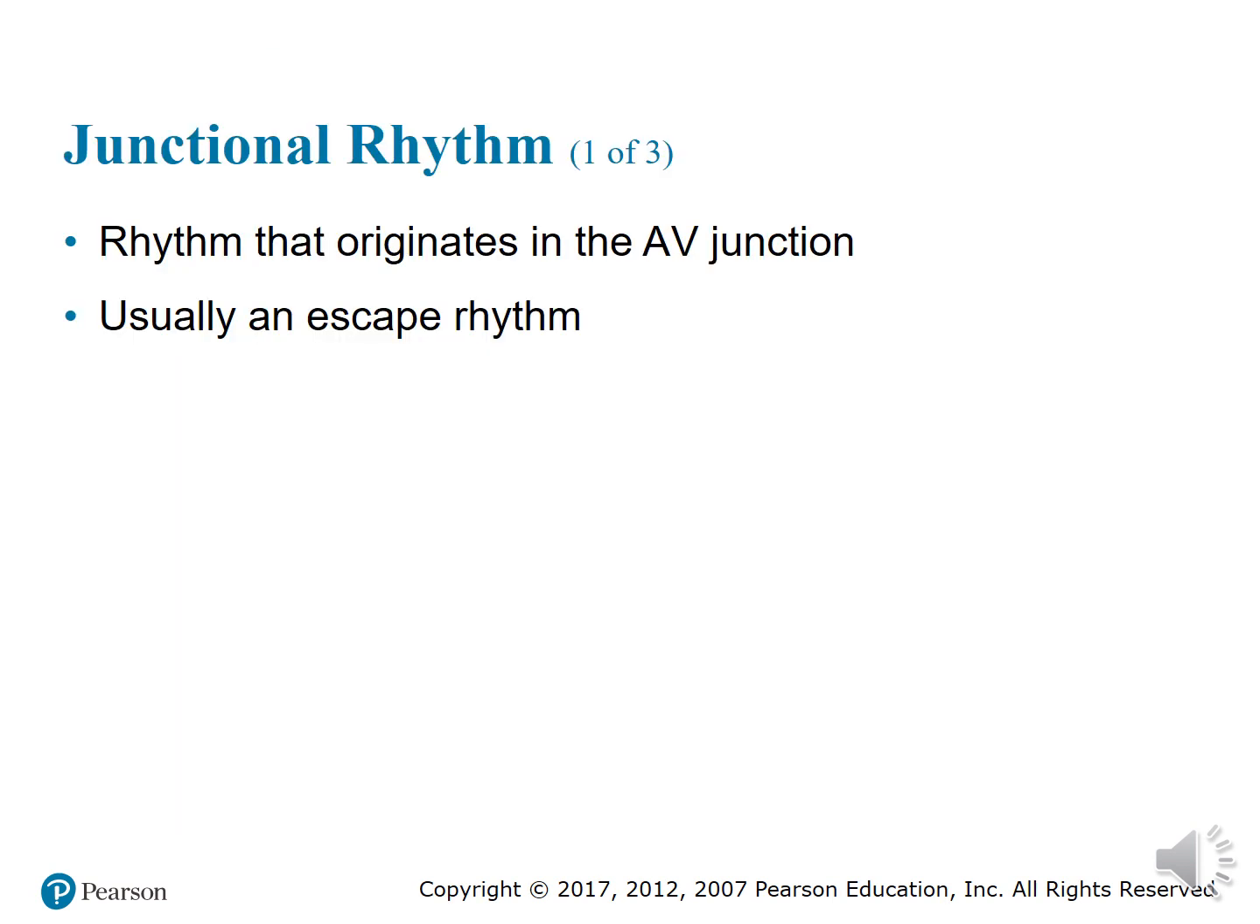A junctional rhythm is a rhythm that originates in the AV junction at its inherent rate of 40 to 60 beats per minute. It is usually an escape beat. The location of the P wave is dependent on the region of the AV junction in which the impulse originates. Because remember, depending on if it's high, low, or mid, depends on how the P wave will be deflected out into the rhythm strip.